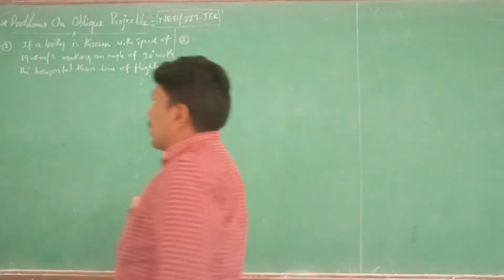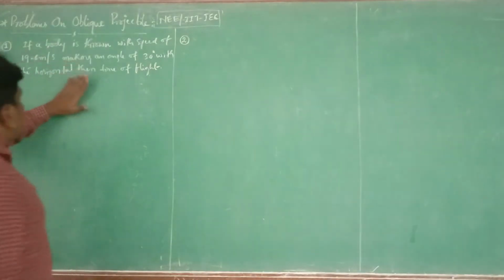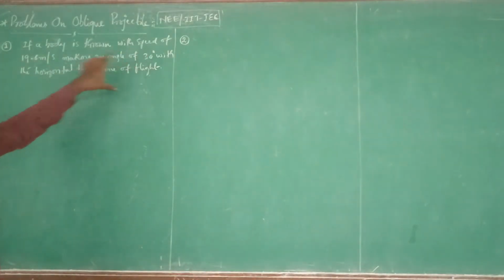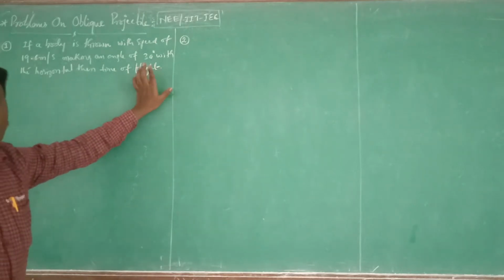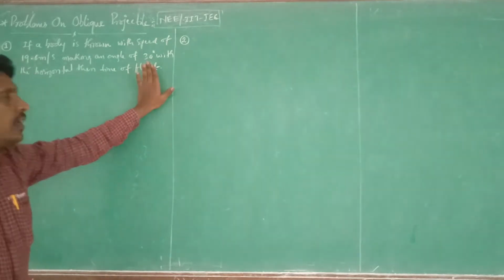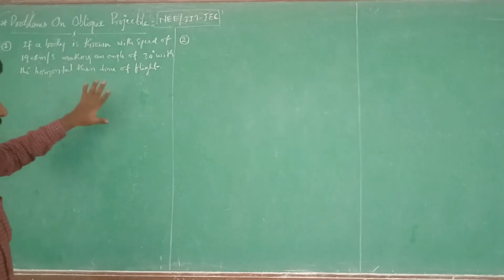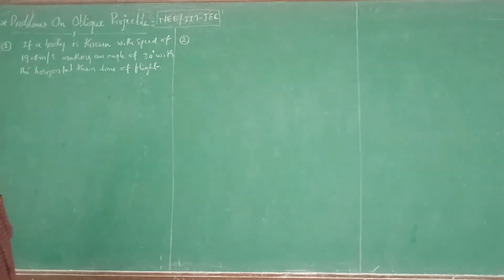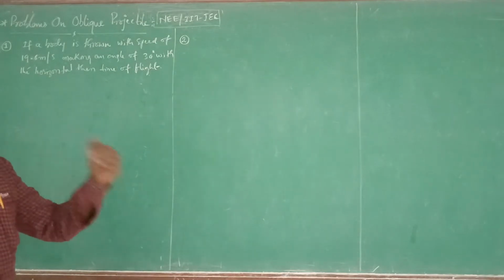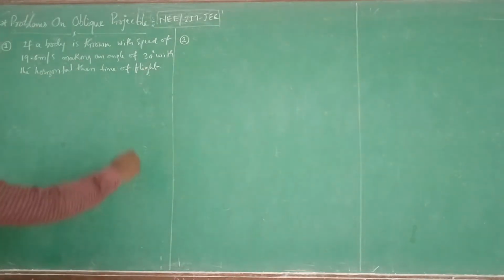So there is one problem. If a body is thrown with a speed of 19.6 meter per second, making an angle of 30 degrees with the horizontal, then what is the time of flight? It's very simple. The first one is a simple problem. Then one by one, let us see level 1, level 2 and level 3 also.